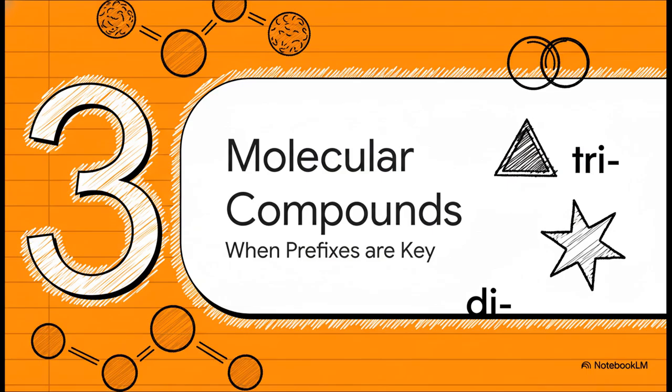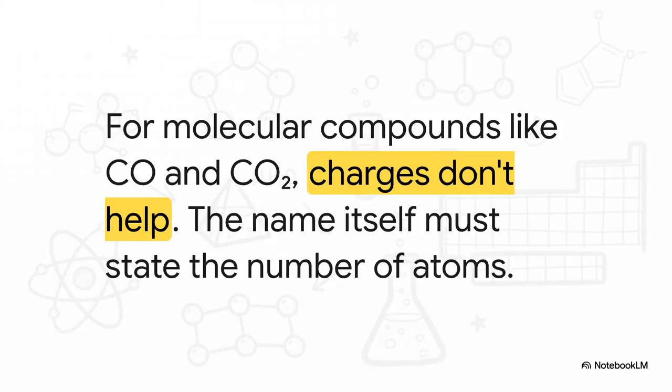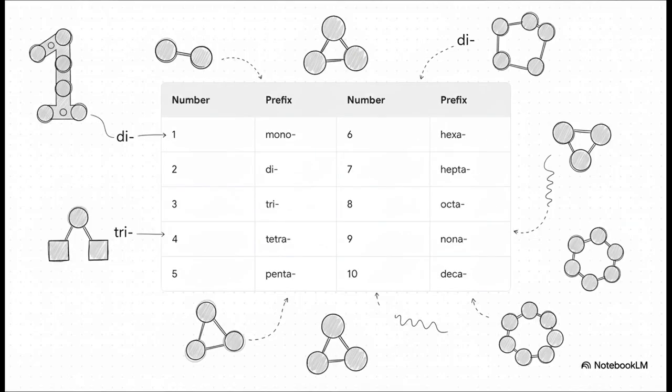Okay, let's go back to that fork in the road and take the other path, molecular compounds. Now these guys are formed between nonmetals, and they play by a completely different set of rules. With molecular compounds, the whole game changes. We're not balancing charges anymore. These atoms can team up in all sorts of different ratios. For example, carbon and oxygen can form CO, or they can form CO2. So the name itself has to do all the heavy lifting and tell us exactly how many of each atom we have. And the tool we use for this is a super handy set of Greek prefixes.